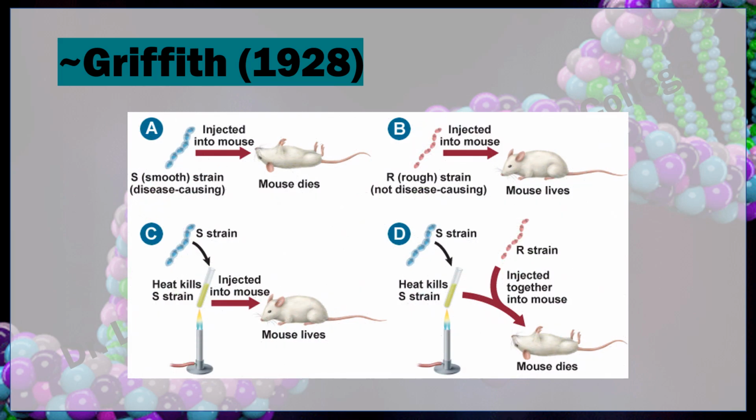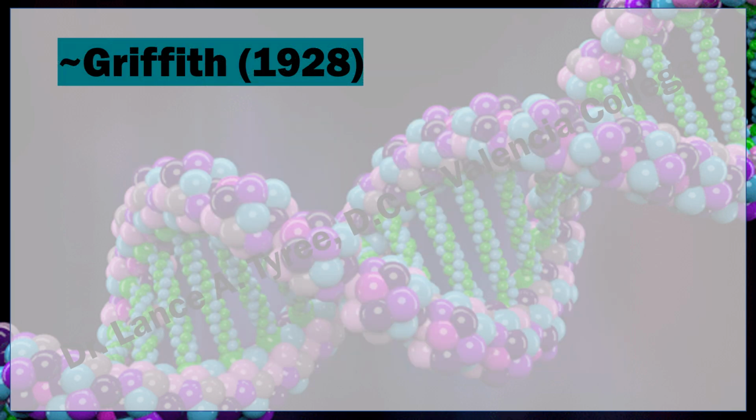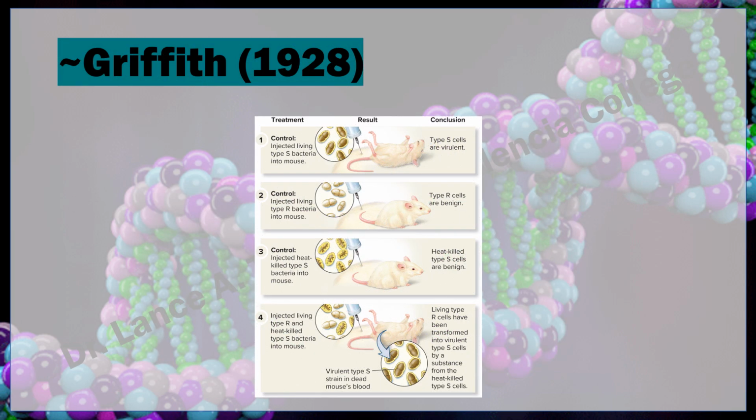Diagram. If we look at A, okay, so the smooth strain, which is the disease causing, was injected into a mouse and the mouse dies. We have B, where the rough strain, which is not disease causing, is injected and the mouse lives. We have C, we heat kill the S strain, the S strain is injected and the mouse lives. And D, we combine the heat-killed S strain with an R strain, we inject it together into the mouse, and the mouse dies. Okay, this is just another way to see that experiment.